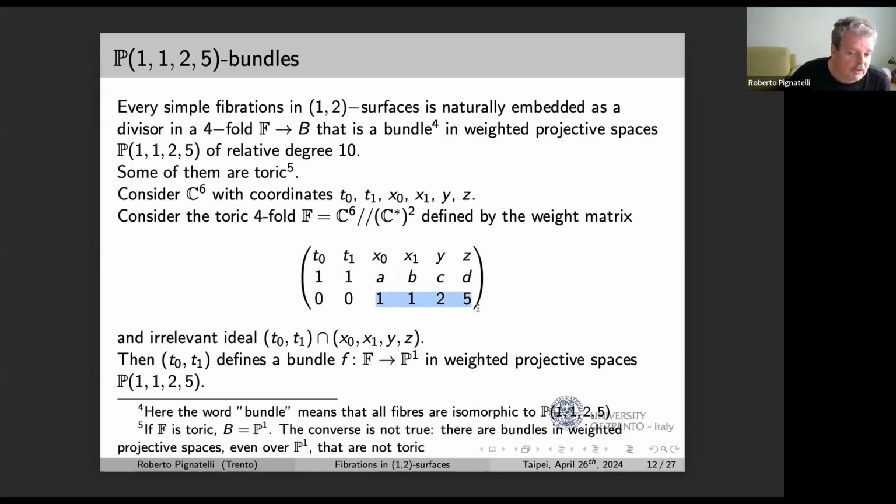So if you are, let's say, an expert of toric geometry, you will see it. Otherwise, just believe me. This choice, whatever A, B, C, D, defines a fourfold which is fibered over P1 by this T0 and T1, and all fibers are 1125s.